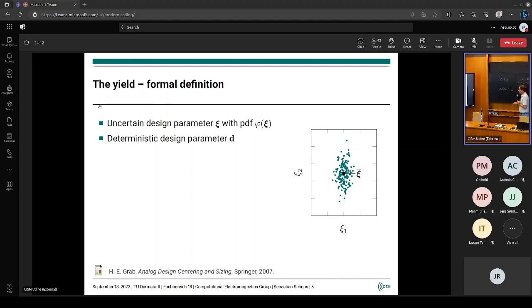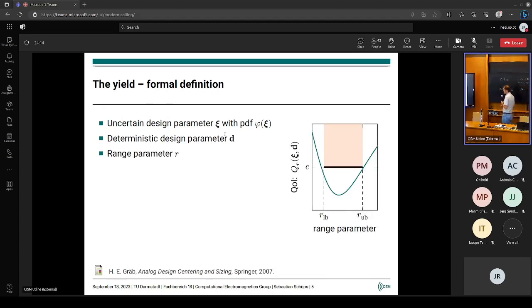Okay, then we talked about this deterministic design parameter. I talked about this range parameter that we have. So D we can modify, and R maybe some additional boundary conditions on which we want our product to work. And then we have some goal function, or quantity of interest that I note here, or KPI, different names exist, and they form what is called in some industries a performance feature specification.